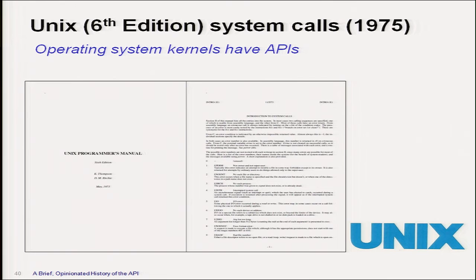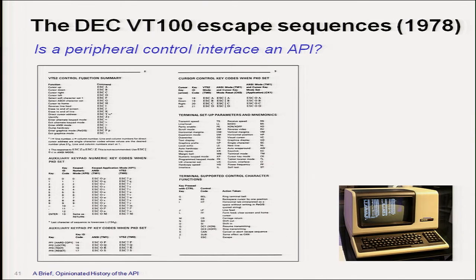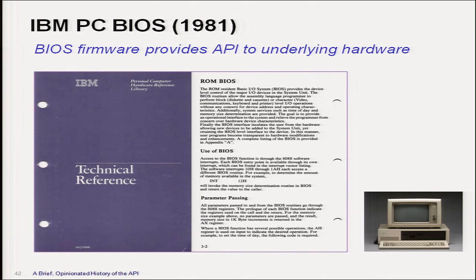What about the system calls in an operating system? In this case, the Unix system calls, 1975. This is the 6th edition manual. Operating system kernels have APIs, and they're called system calls. What about hardware? Let's take a look at a DEC VT100. There are all these escape sequences that you use to move the cursor around and replace text and print special characters and so forth. Does that constitute an API? It certainly passes my two-part test. And once again, I leave it to you to determine whether a peripheral control interface is an API. The BIOS in a PC is an API that allows the operating system, and in fact any program, to talk to the underlying hardware.